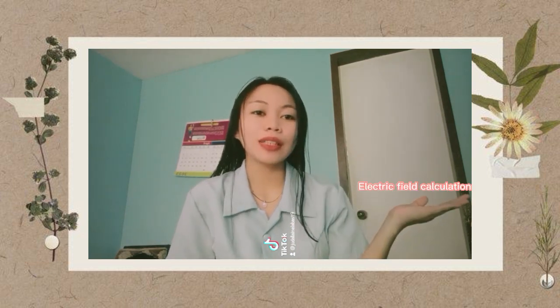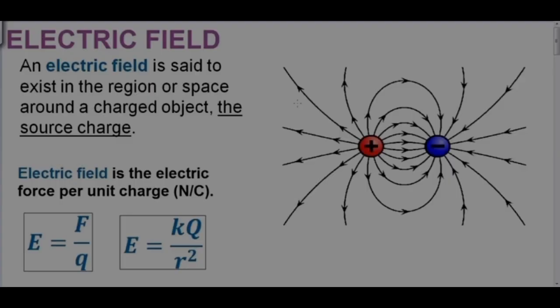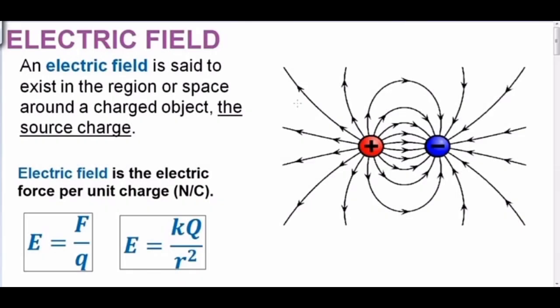Now I am going to talk about electric field calculation. But first, let me define what is electric field. An electric field is said to exist in the region or space around a charged object, the source charge. Electric field is the electric force per unit charge. So ang unit dito ay N over C or Newton per coulomb.